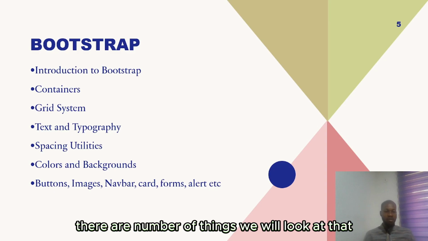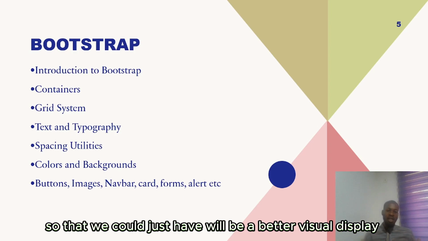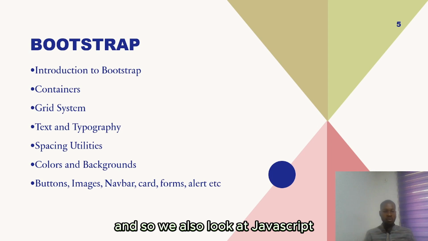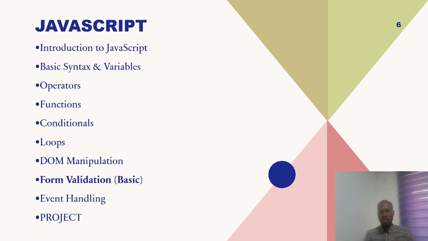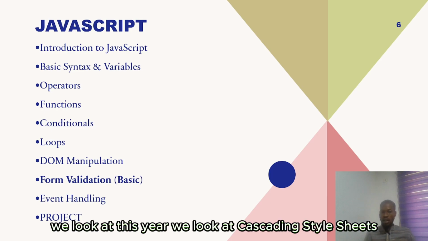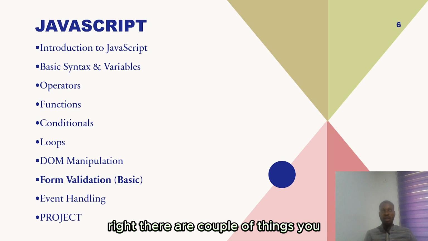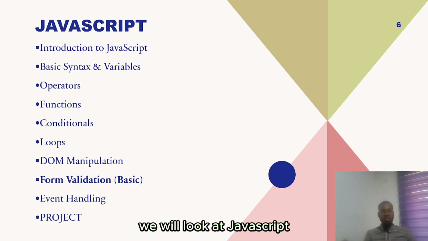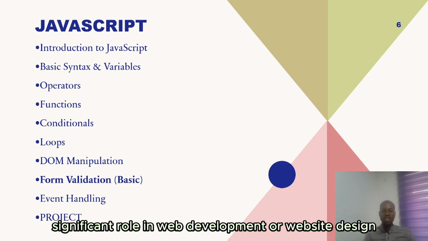Of course, there are a number of things we'll look at that I did not put on the slide right now so that we could have a better visual display. And so we also look at JavaScript. We've talked about HTML, Cascading Style Sheets, and Bootstrap. The fourth one we're going to look at is JavaScript, right? There are a couple of things you will look at in JavaScript because each of them plays a very vital and significant role in web development or website design.